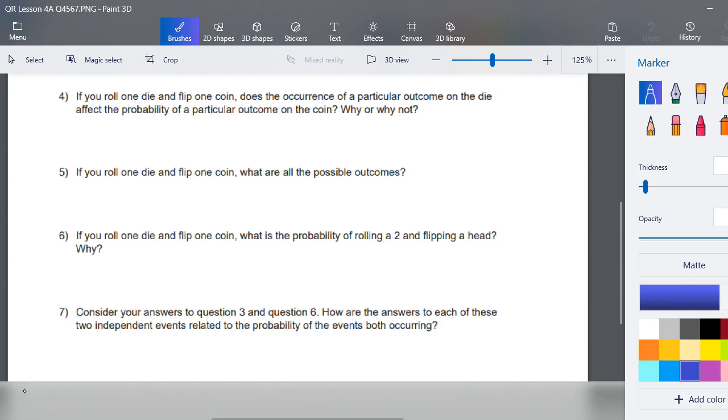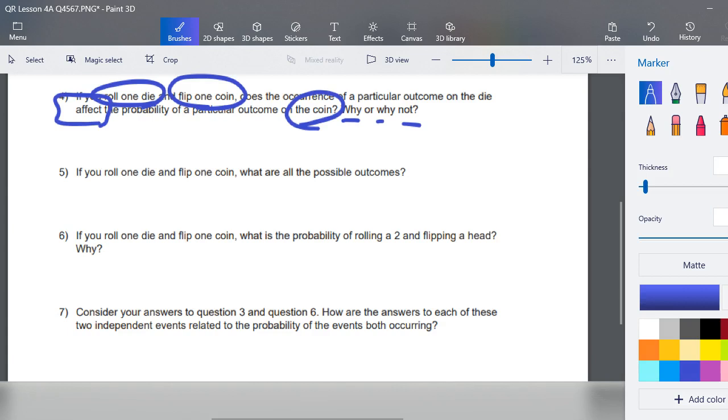Starting at question 4, it says if you roll one die and flip one coin, does the occurrence of a particular outcome on the die affect, impact, change, cause a particular outcome on the coin? Why or why not? Well, the answer is no. Getting a particular number on the die does not affect whether we are going to get heads or tails on the coin. So go to question 5.